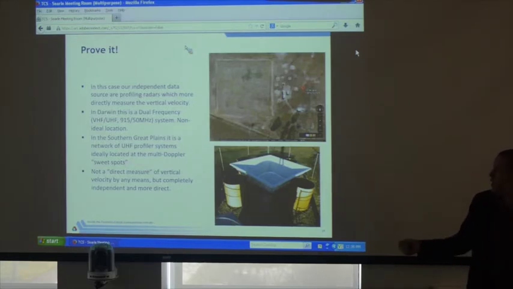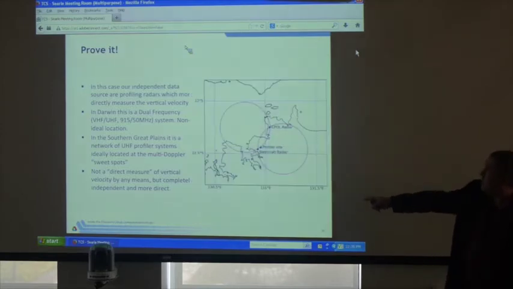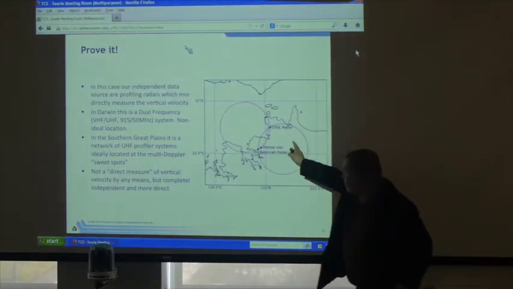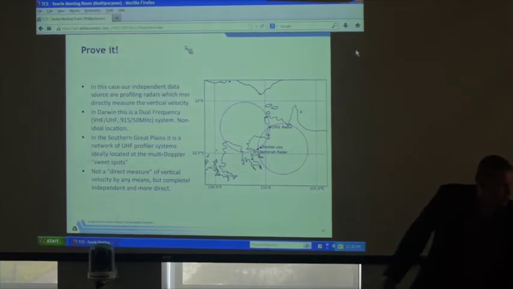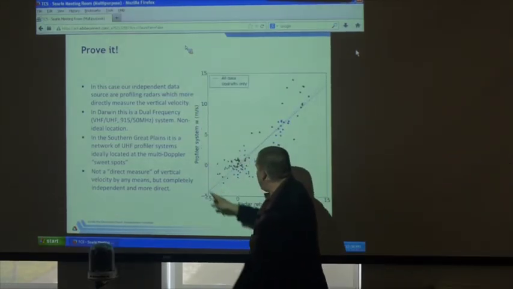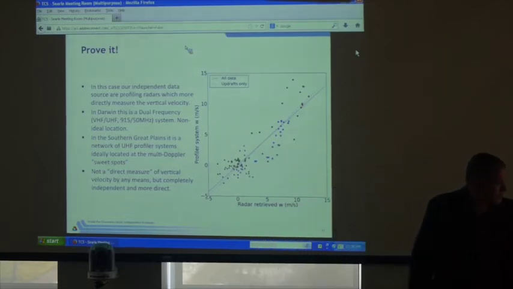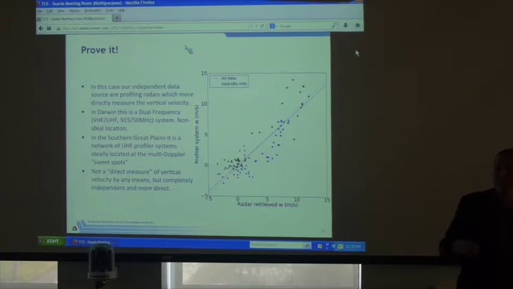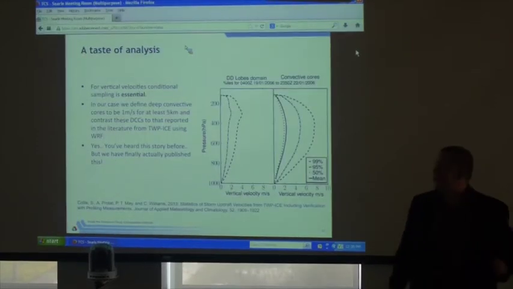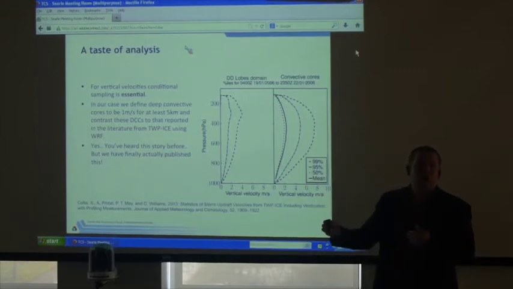We also need to do validation work, so we had a separate profiler system that sat in our retrieval area here, and we were able to do comparisons between our retrieval from the radar and retrieval from the profiler. We got this very nice relationship that basically showed, besides some difference in sampling volume, we saw the same thing.